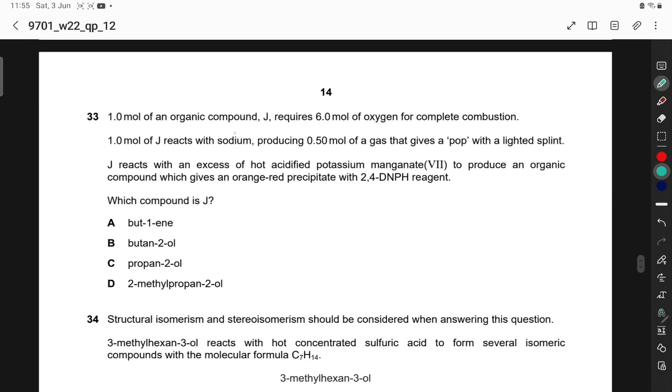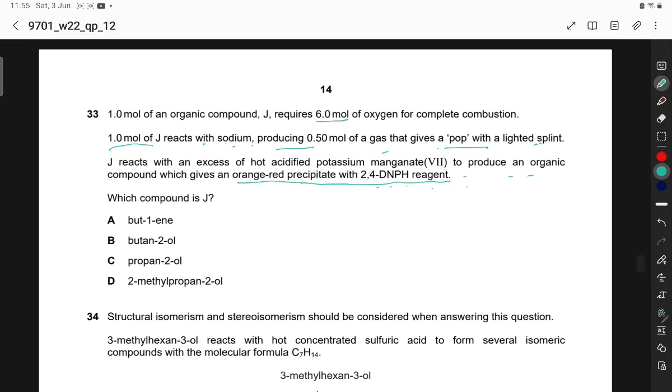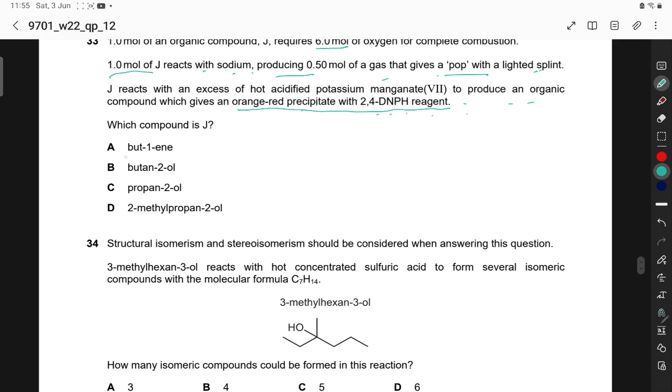1 mole of an organic compound J requires 6 moles of oxygen for the complete combustion. 1 mole of J reacts with sodium to give a gas that gives a pop with a lighted splint. J reacts with an excess of hot acidified potassium manganate(VII) to produce an organic compound which gives an orange-red precipitate with 2,4-DNPH. Which compound is J?